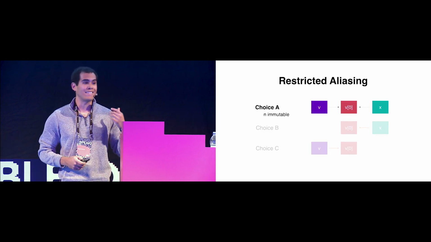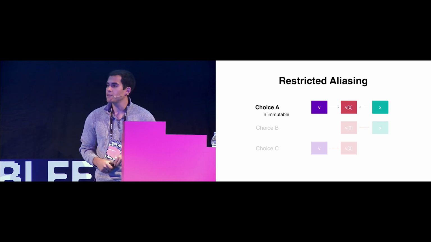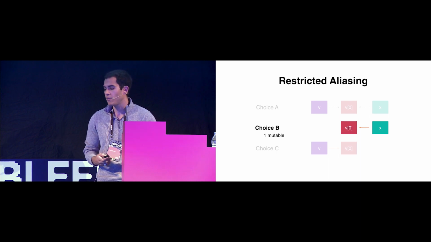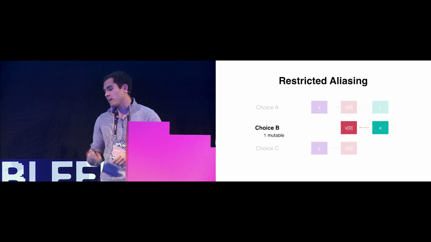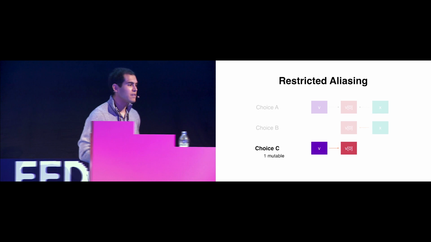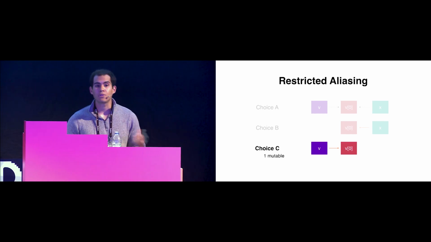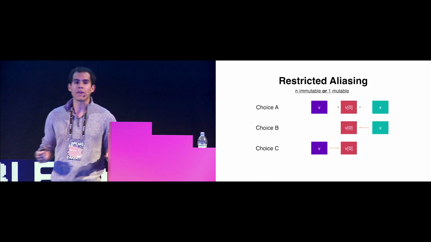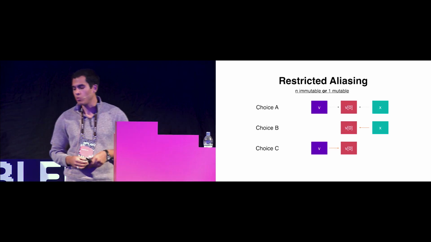Second choice is you have exactly one mutable alias. And so in this case, we have two possibilities. Either v is mutably aliasing v0, or that should be x. X is mutably aliasing v0. But that's it. There's no other choices. You have n immutable aliases or one mutable alias, nothing else. This is exactly what Rust will do.